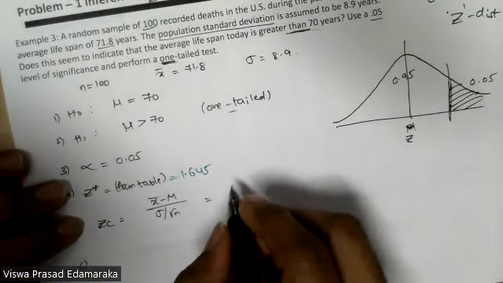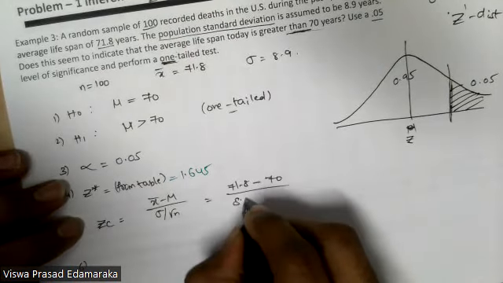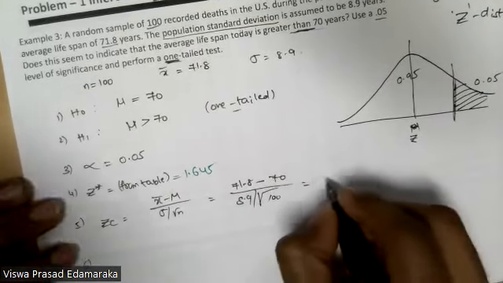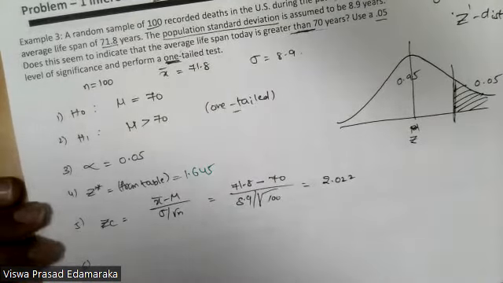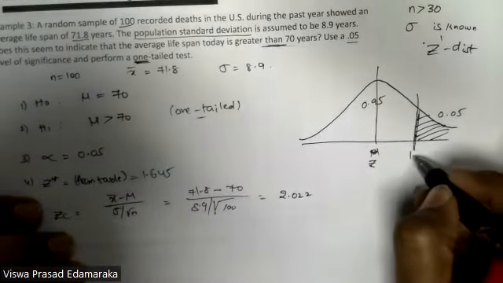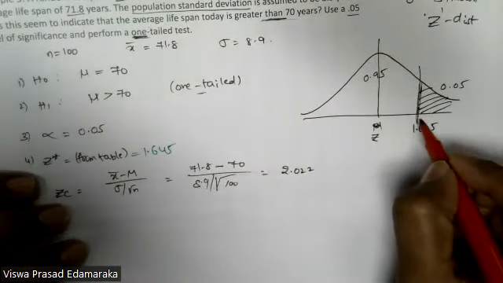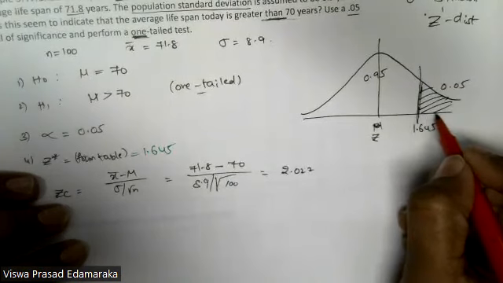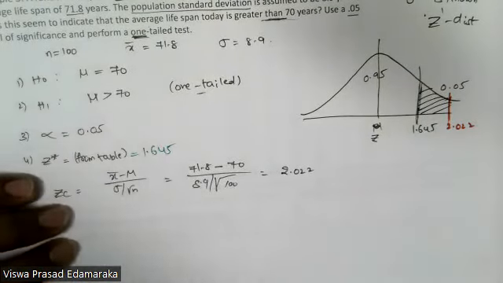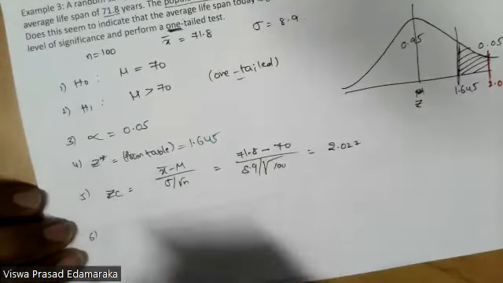X bar, what is X bar here? 71.8 minus 70 divided by 8.9 over root of 100. After we calculate, we'll get 2.022. We should mark 2.022. Where is this 2.022 relative to 1.645? This is 1.6, 1.7, 1.8, and so on. This is 2.022. The point lies in the rejection area. That's why we are rejecting it.